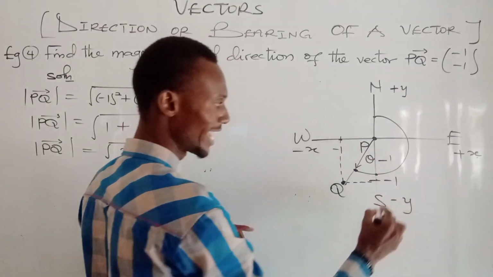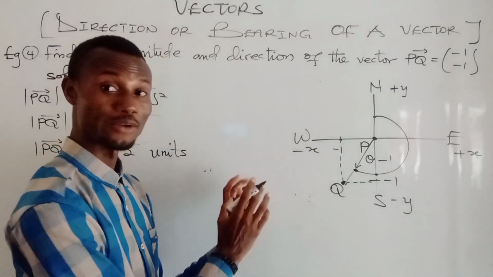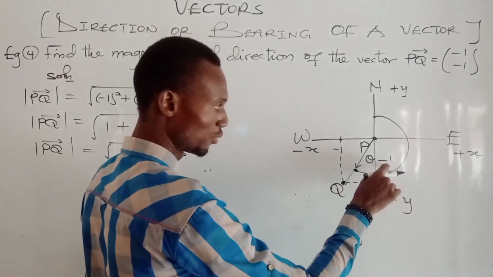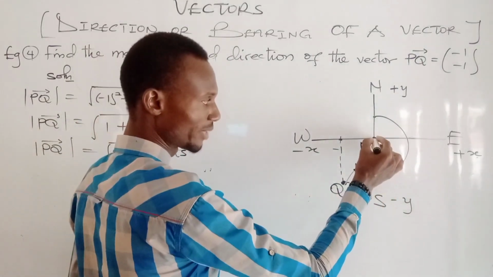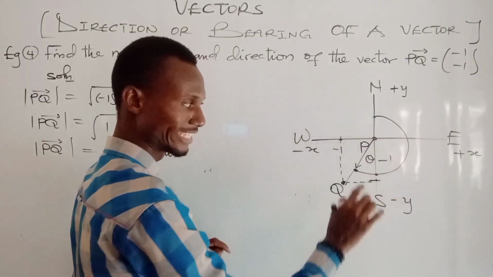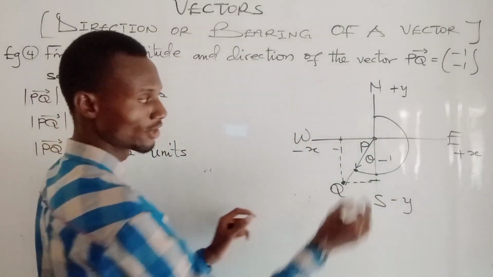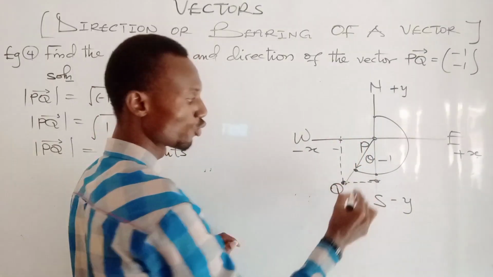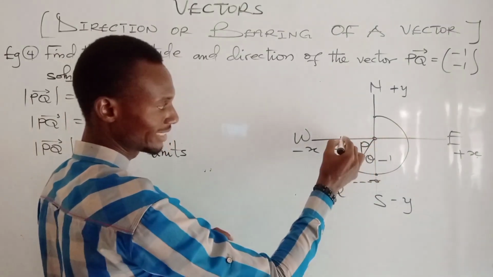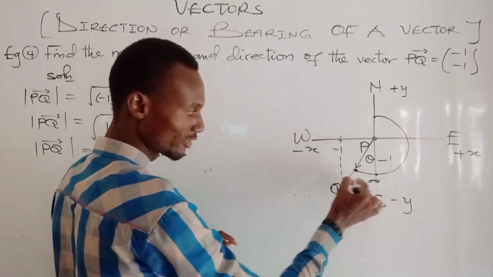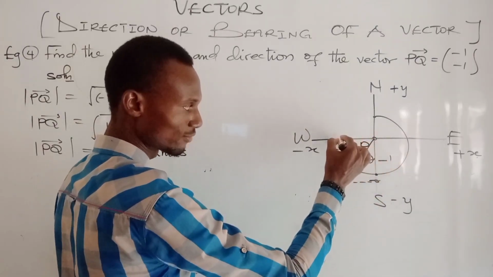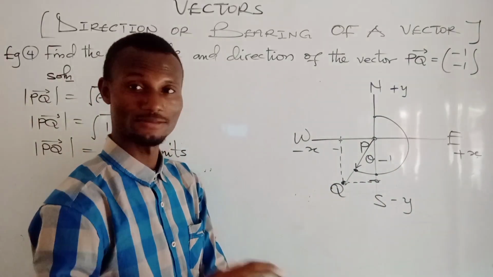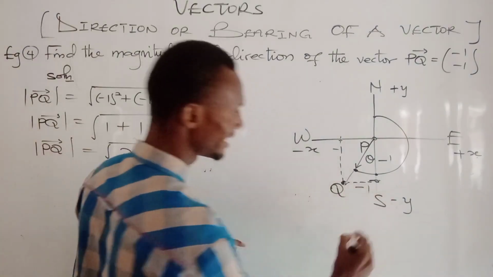So let me put my -1 here, so that we can use it to calculate the value of the angle theta. Let me clean this one and put the -1 here so that I don't get confused. That is from the origin to here, the distance is -1. And you can also agree with me that from the origin to here is also -1. So from here to here also will be -1, because it's the same distance which has been repeated. I hope the explanation is clear enough up to this point. So here will also be -1.